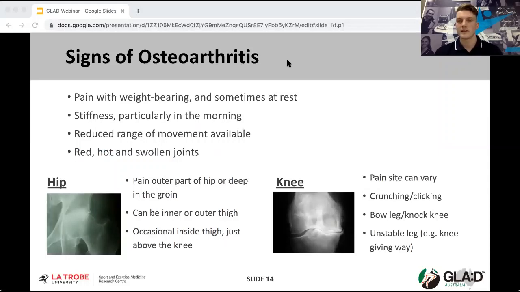Now, a little pointer about this. So steroid injections may help with this symptom, but it's usually pretty short-lived, so only lasting for about 1 to 4 weeks. And pain associated with OA is not from the articular cartilage.